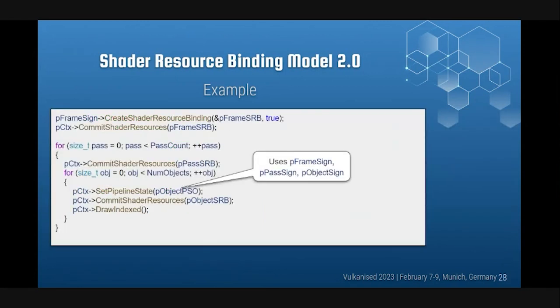So with this model, we can commit the different resources at different frequencies. For instance, we can first commit just the frame-specific resources with the shader resource binding that only contains these resources. Then, if we have multiple passes, we can commit resources specific to each render pass. And finally, if we have a number of objects that use different pipelines and different shader resource bindings, then we commit the object-specific resources just for this object.